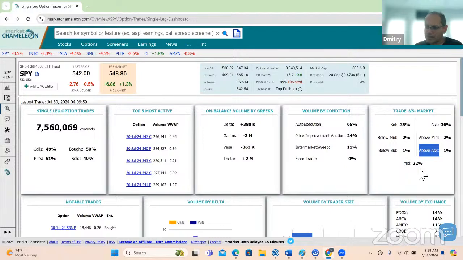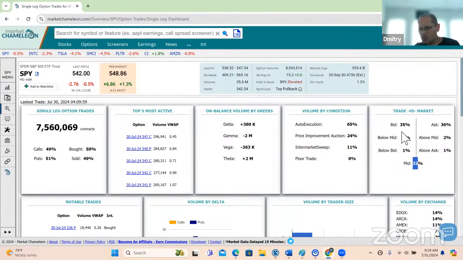Now that we looked at that, we get a sense that there's a good amount trading at the midpoint, which means there's a good amount of liquidity in this stock, right? 22% of the orders are getting filled right at the midpoint, which means that as people are entering orders, there's a good chance that you'd be able to negotiate for a better execution price than just stepping up to the ask or stepping down to the bid.